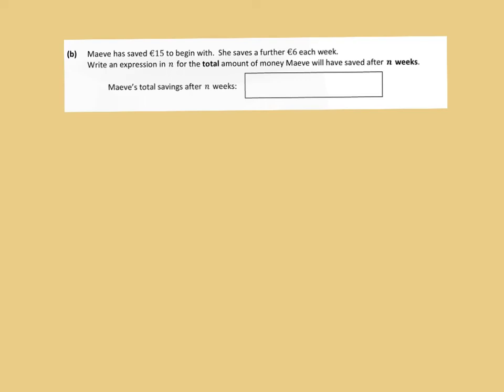So if you want to start off here, writing out your sequence, so you know that at 0 weeks, Maeve will have €15 to start off with. And after the first week, you can add 6 onto that, so she'll have 21. And you can write out the rest of the sequence if you think it will help you. So press pause in the video now and press play then when you're ready, and we'll have a look at it.